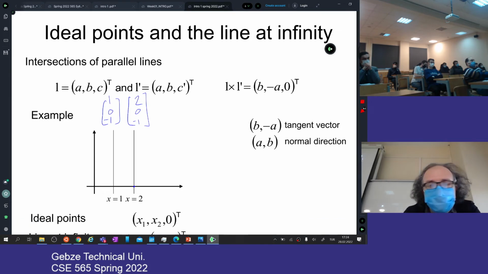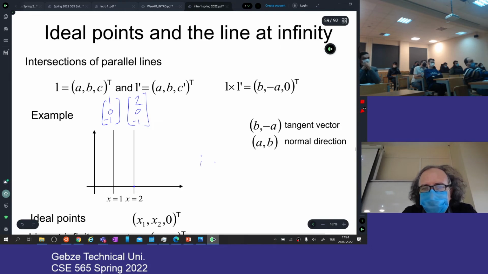That's correct, right? So let's do the intersection of these two lines. How are we going to do that? i, j, k, 1, 0, minus 1, 2, 0, minus 1. Okay, it is minus 1 minus 2.